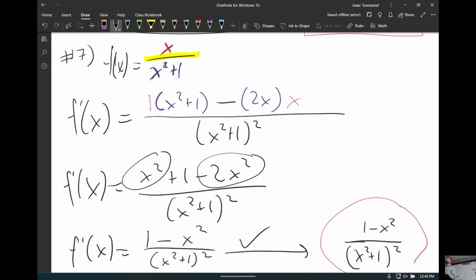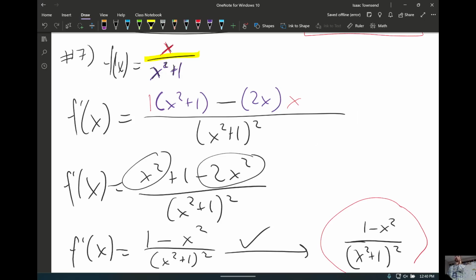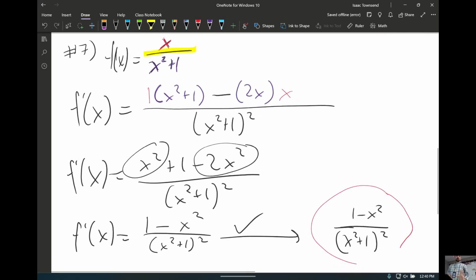So not hard derivatives. The derivative of x is just 1. The derivative of x squared plus 1 is just 2x. But practicing putting it in this quotient rule format and understanding why you have to do quotient rule is what you need to get out of that question. Okay, if you still have a question about 7, go ahead and ask. Otherwise, keep on going, please.